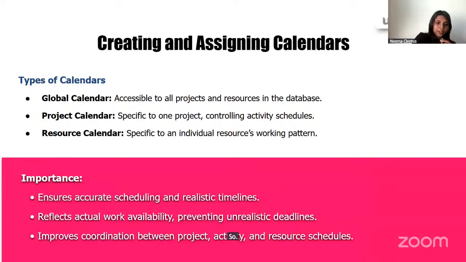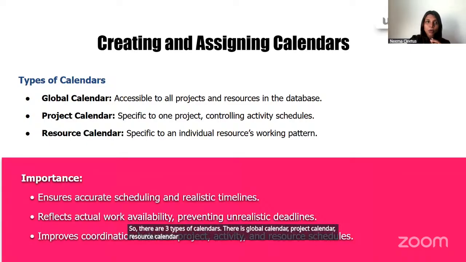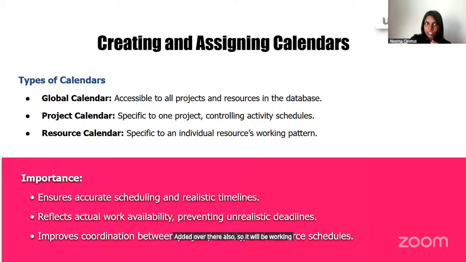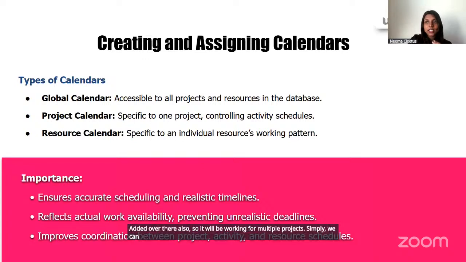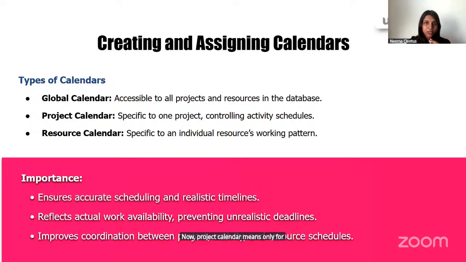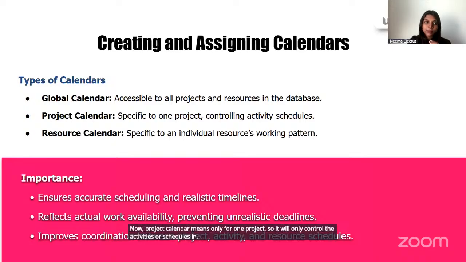So there are three types of calendars. There is global calendar, project calendar, and resource calendar. In the global calendar, that simply means when you're doing more than one project, this calendar can be added over there also. So it will be working for multiple projects. Simply we can use this calendar in all other projects in that particular database. Now, project calendar means only for one project. So it will only control the activities or schedules in one particular project.